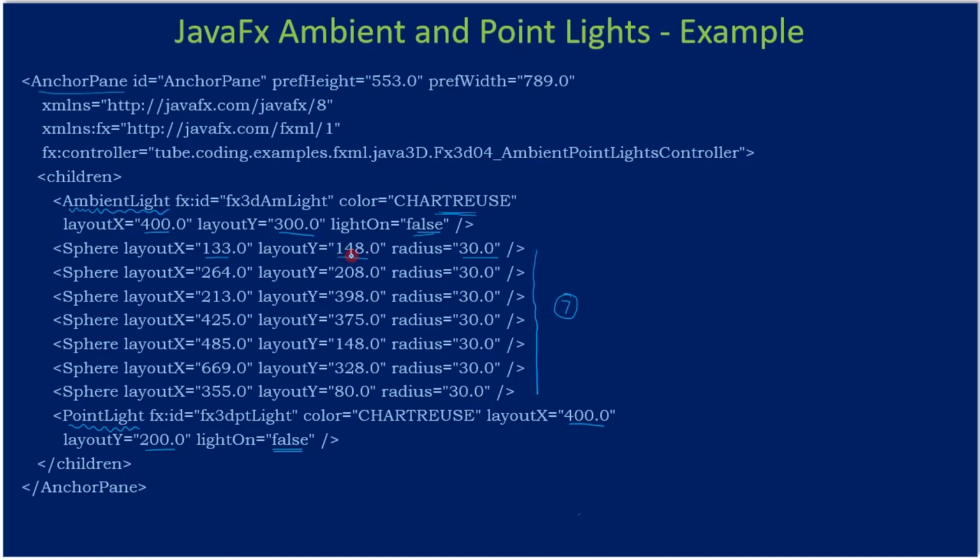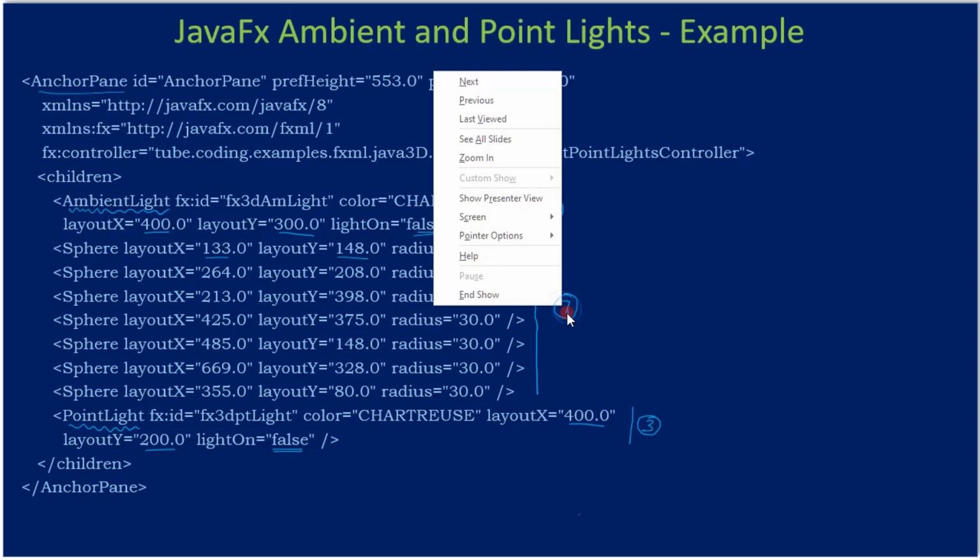Then we should adjust the properties layout X and layout Y, so that all the 7 spheres are at different locations. Then we need to use an ambient light source. Then we can place a point light. That's all. Now we will go to the demo.